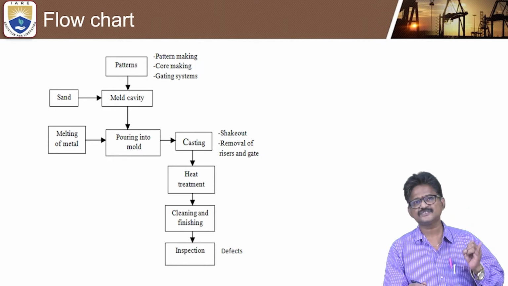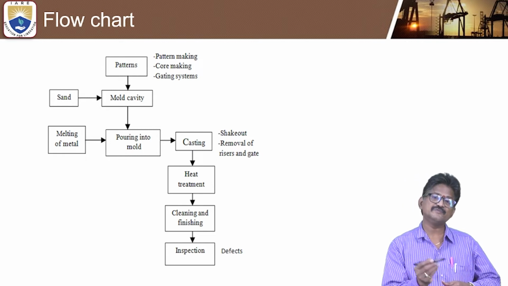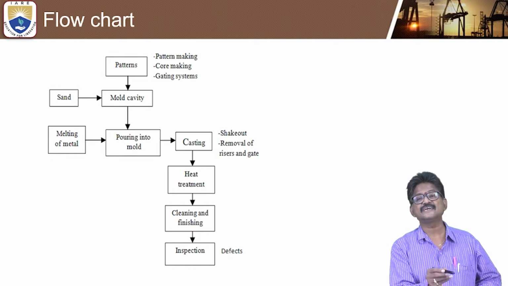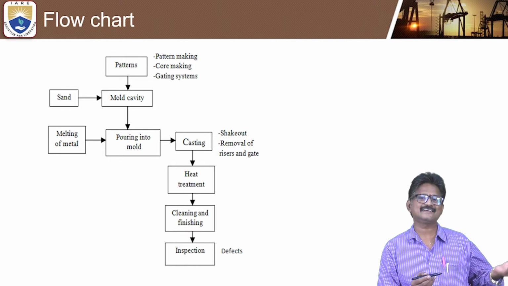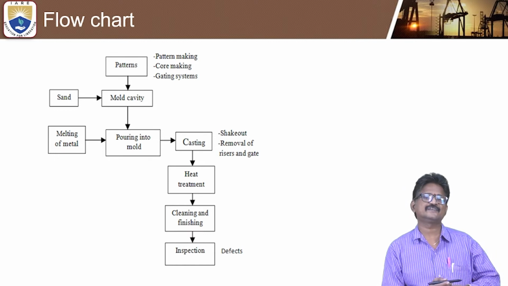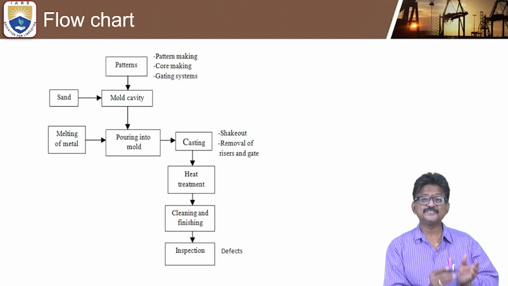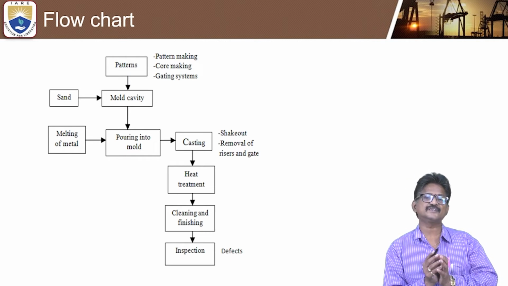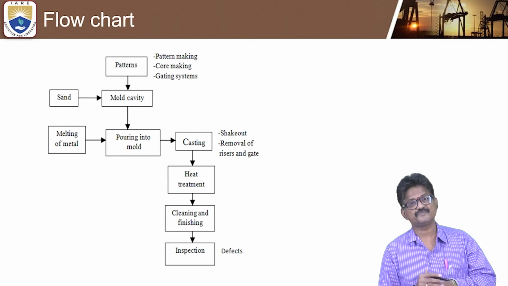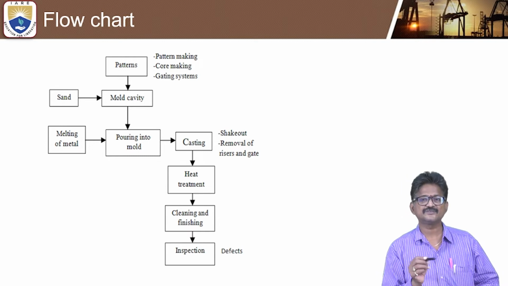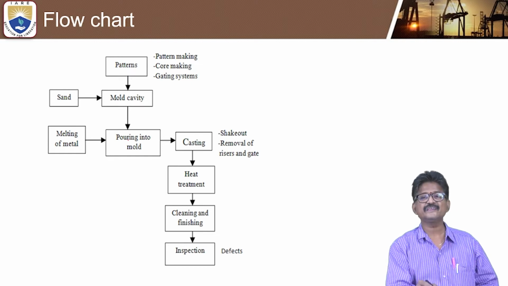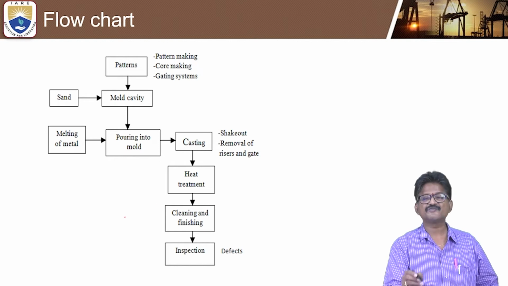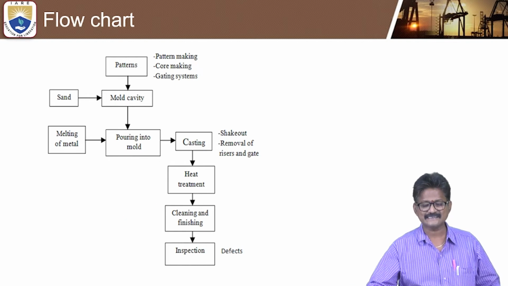So first you should study the pattern, and the mold cavity, how you can prepare it, either by hand molding or machine molding. Then the melting of the metal can be done with furnaces like the muffle furnace, induction furnace, or cupola furnace, based on the specification requirement of the molten metal. When you want to produce 1,000 components, how much molten metal has to be prepared is another important thing to consider. These are the preliminary requirements: pattern, mold cavity, and molten metal. Once these three requirements are met, then real casting can be done.